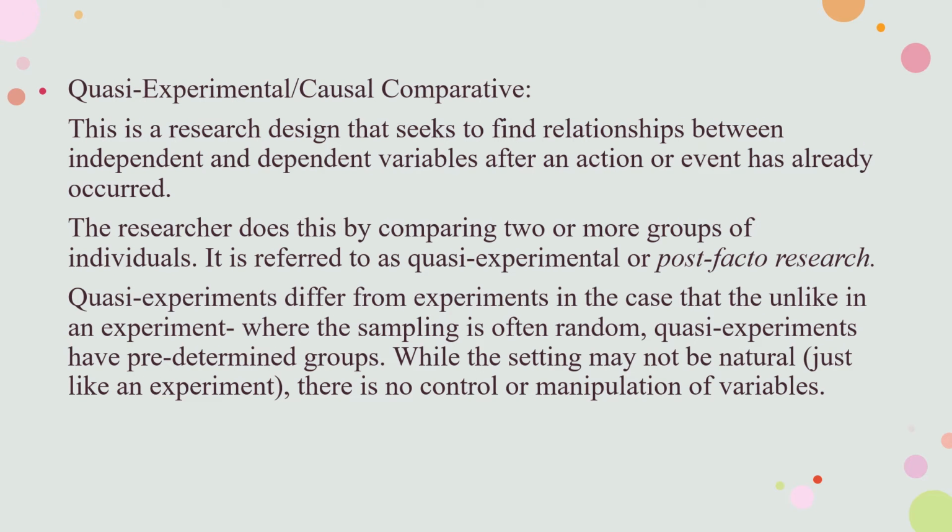Quasi-experimental, causal comparative. This is a research design that seeks to find relationships between independent and dependent variables after an action or event has already occurred. The researcher does this by comparing two or more groups of individuals. It is referred to as quasi-experimental or post-facto research. Quasi-experiments differ from experiments in that, unlike in an experiment, where the sampling is often random, quasi-experiments have predetermined groups. While the setting may not be natural, there is no control or manipulation of variables.